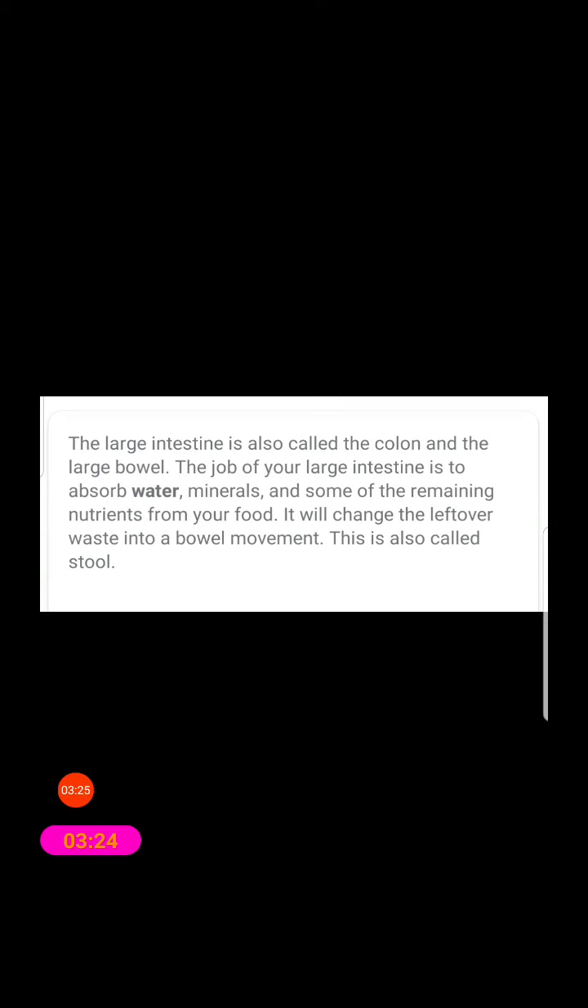Large intestine. The large intestine is also called the colon and the large bowel. The job of your large intestine is to absorb water, minerals, and some of the remaining nutrients from the food. It will change the leftover waste into a bowel movement. This is also called stool.